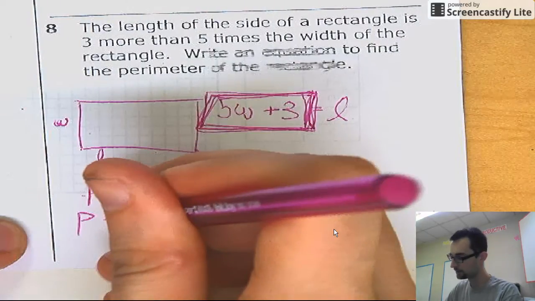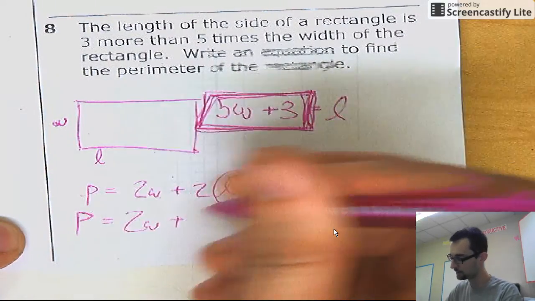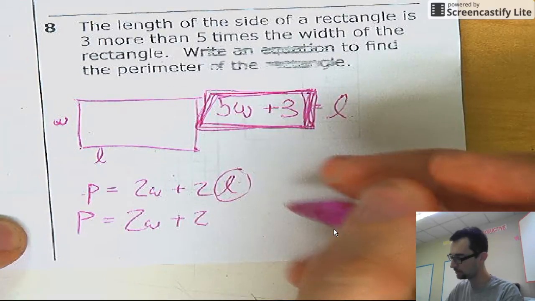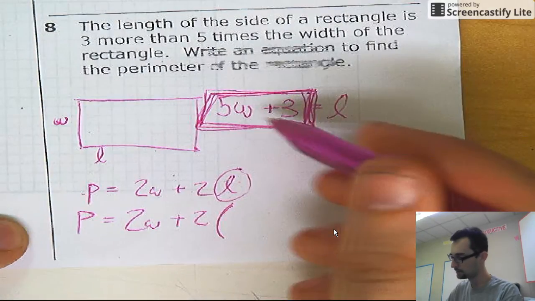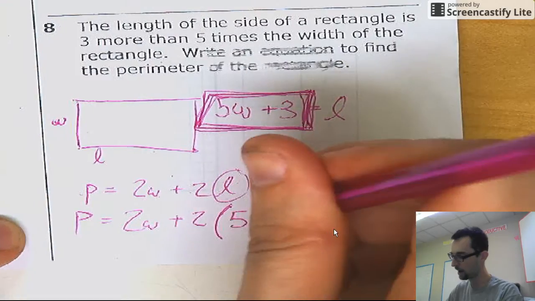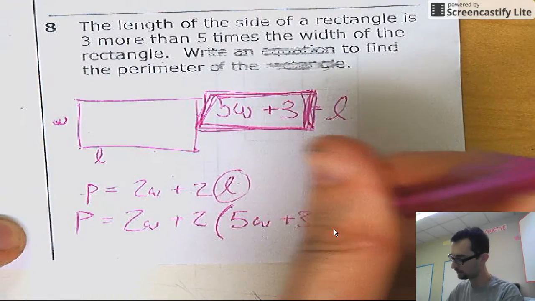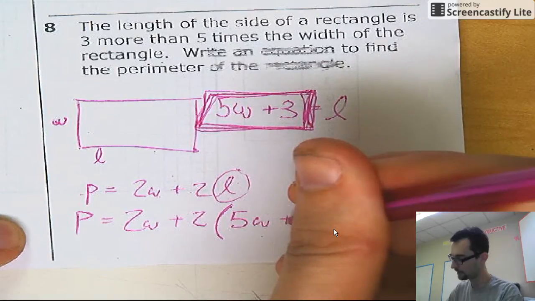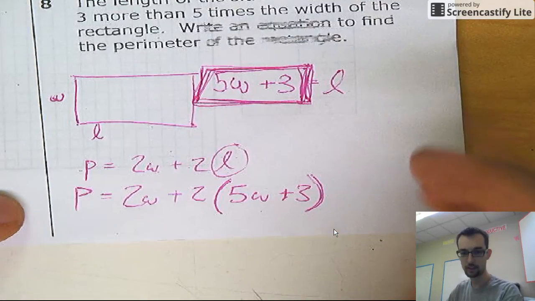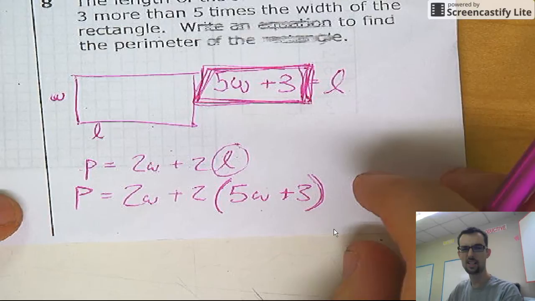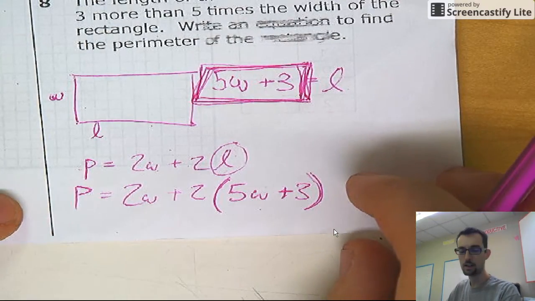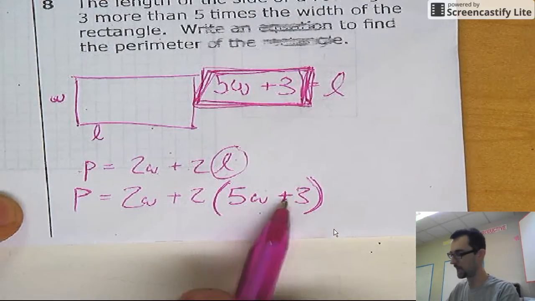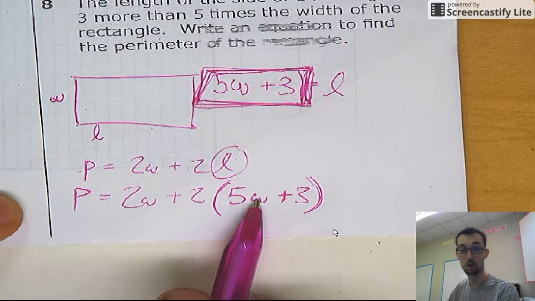So my perimeter equals 2 widths plus 2. I'm going to substitute. I see an L. I'm going to take out the L and substitute in this whole shebang. 5W plus 3. Bam. That is most likely good enough for us. You can go ahead and stop the video, go on to the next one. Unless you're really interested, for probably another minute or so, I'm going to reduce this. I'm going to simplify. If you want to watch it, awesome.